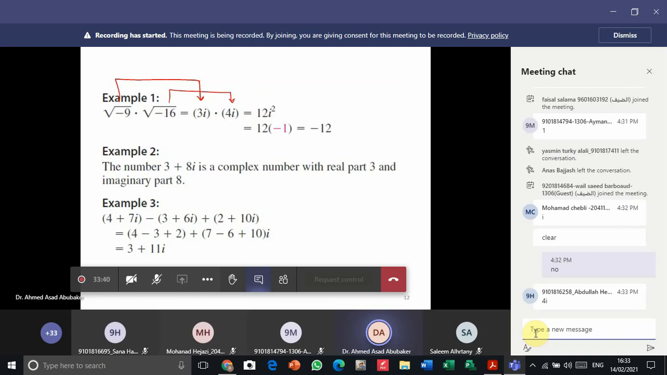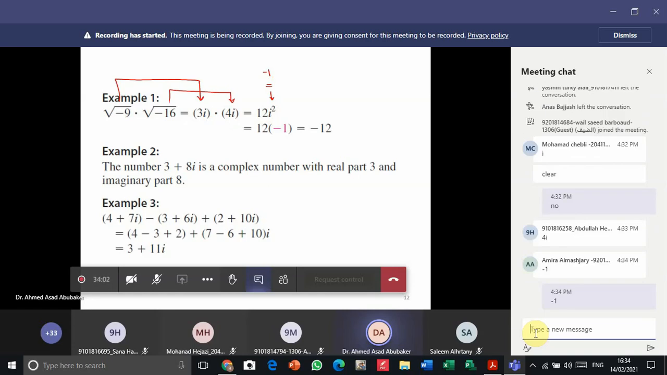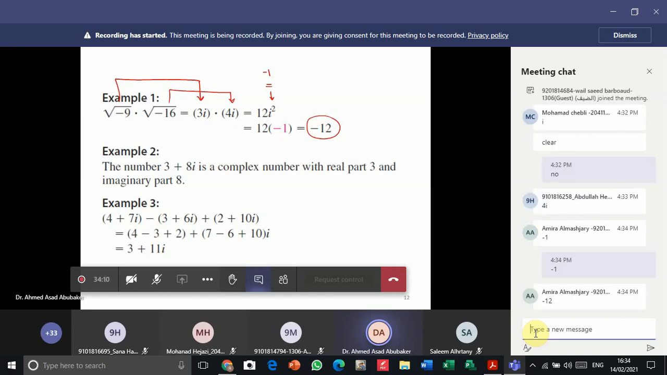Okay? Now we can multiply 3 multiply 4, 12. And I multiply I, I square. But what's the value of I square? I square equals what? Negative 1. Yes. 12 multiply negative 1, so we have negative 12, the final answer. Okay?